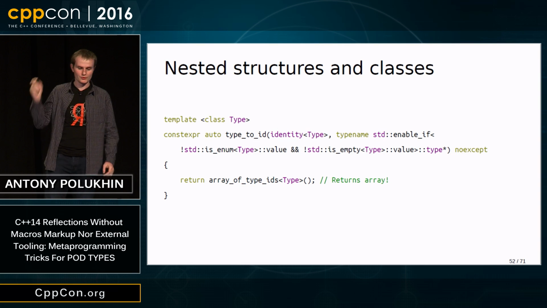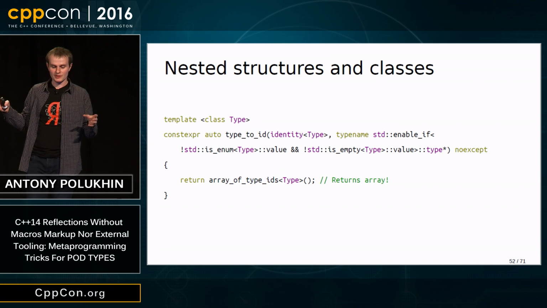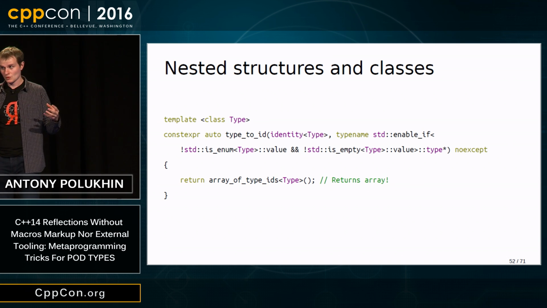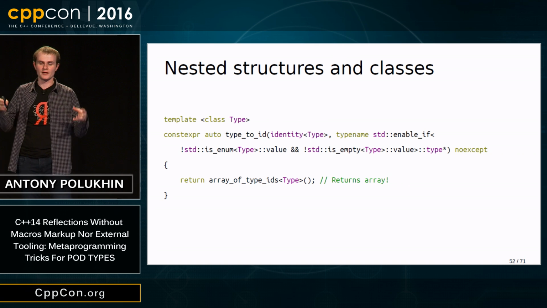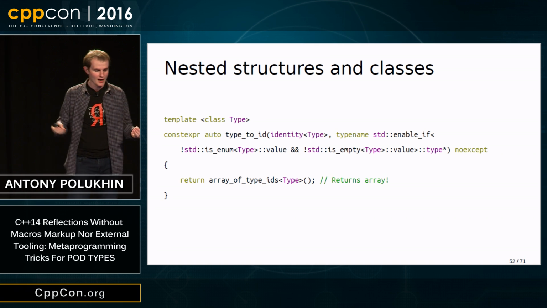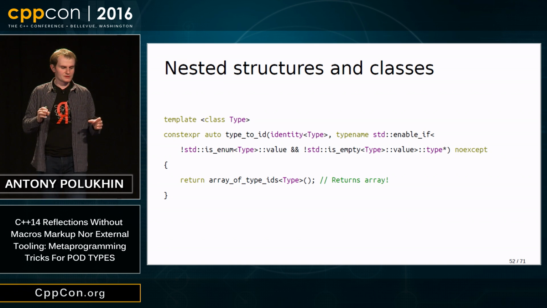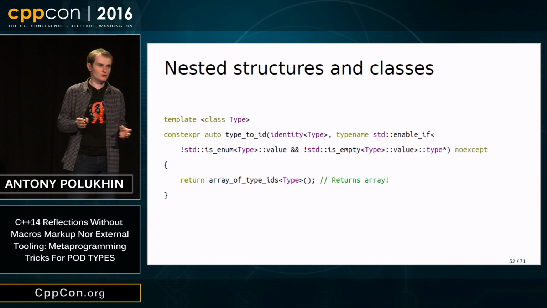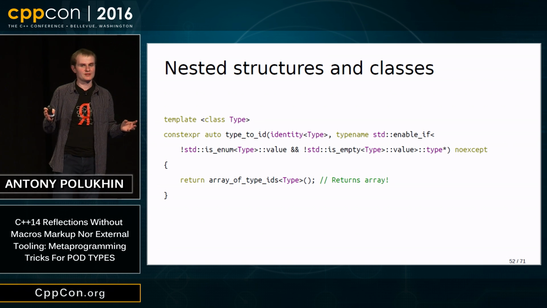Now, how will we do it? We just call the function array of type IDs for the field. You already saw that function, it returns an array of type identifiers of the fields. And yes, it returns an array. All the previous type-to-ID calls were returning size_t. Here, type-to-ID returns an array.